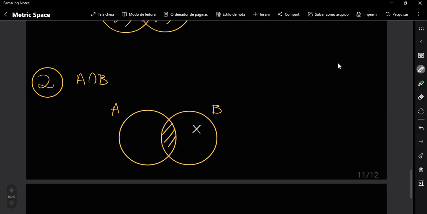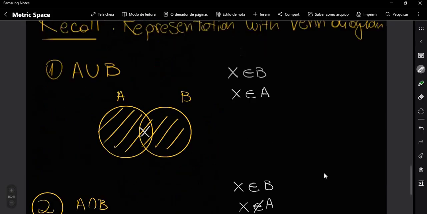But if we put this element right here now in the set B, now having x in the set B, we can tell that x belongs to the set B, but x does not belong to the set A. And still we can write that x belongs to the intersection between the sets A and B. Okay, so remember this.